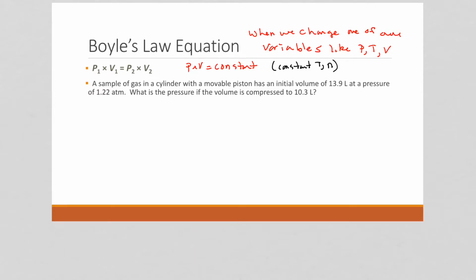So a sample of a gas in a cylinder with a movable piston, right? So the volume can change, has an initial volume of 13.9 liters and at a pressure of 1.22 atmospheres. And we want to know, what is the pressure now if the volume is compressed to 10.3 liters? So our initial P is 1.22 atm. Our initial V is equal to 13.9 liters. Our final P is what we're trying to calculate, and our final V is 10.3 liters.